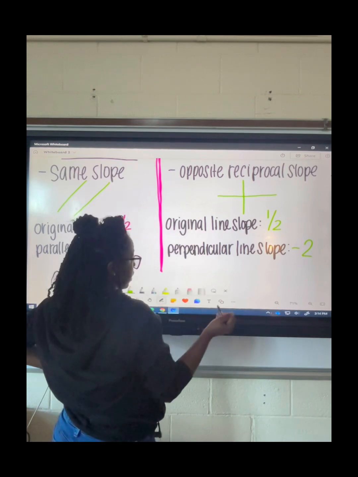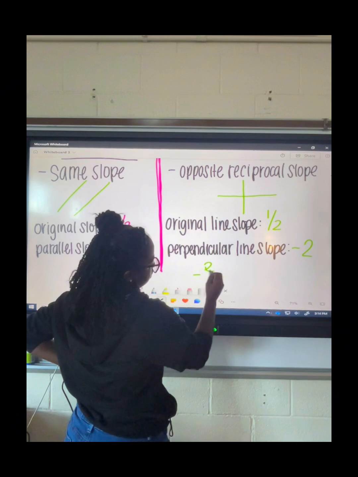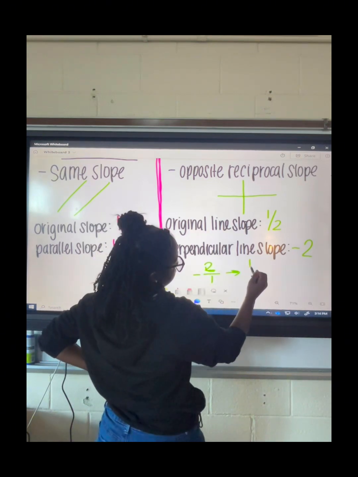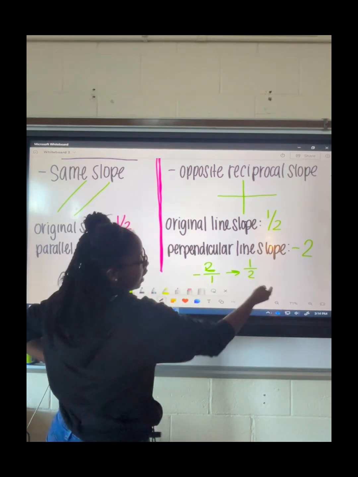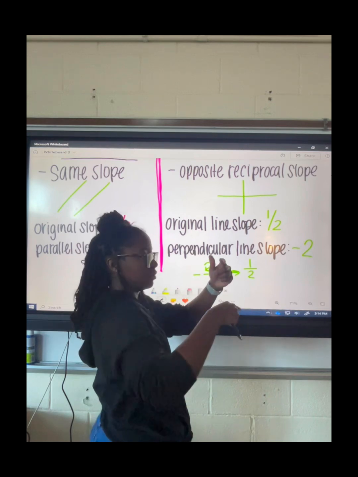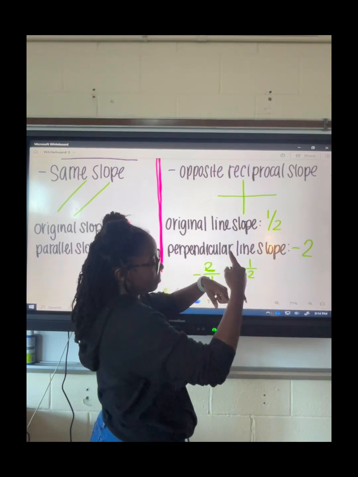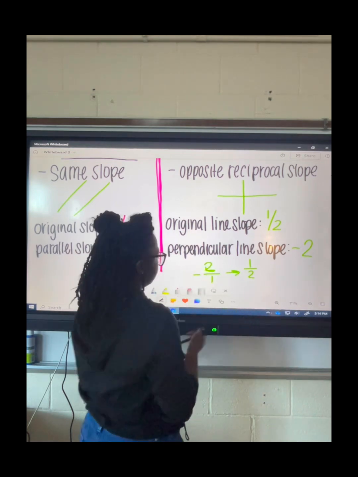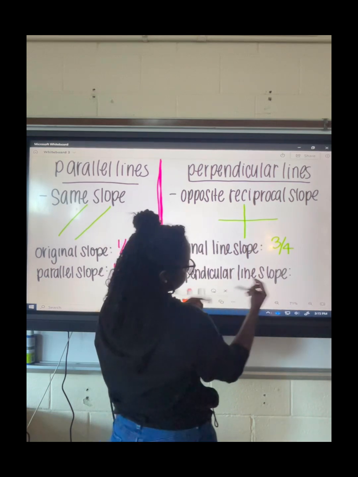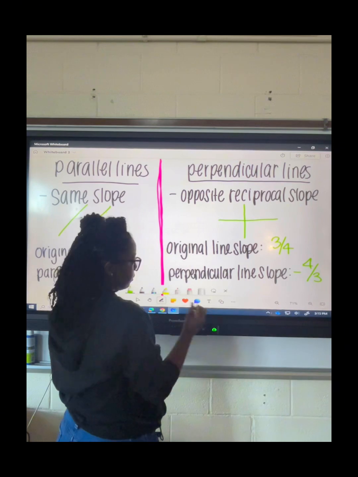Because -2 as a fraction would be -2 over 1. So we flip, and that's the opposite reciprocal. So opposite reciprocal is not only do I flip the number, but I also got to change the sign as well. My original slope was 3/4. My perpendicular slope would be -4/3.